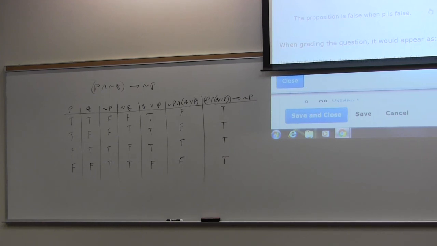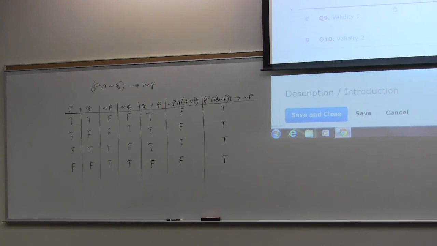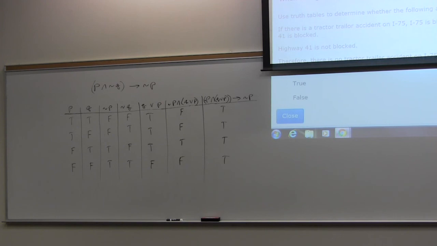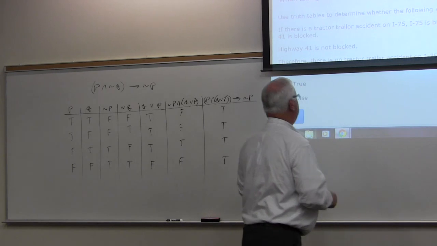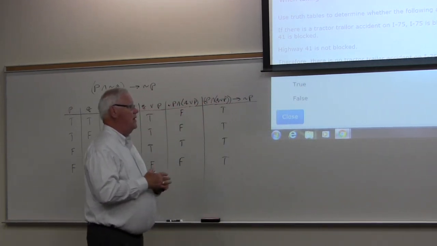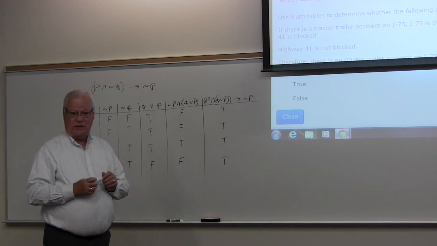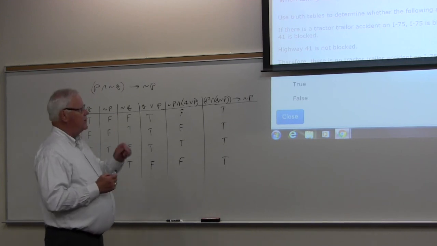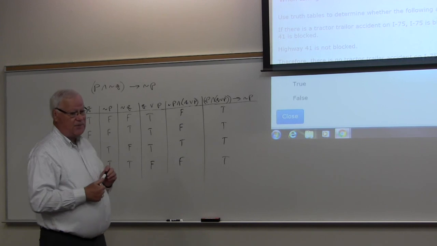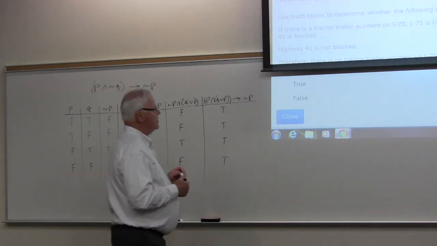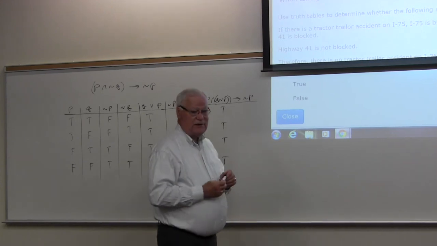Oh, somebody had number 10, right? Number 10 has to do with validity. Now, what does validity mean? Validity means that given what they gave me, the answer is always true. So, given that if there's a tractor-trailer accident on I-75, I-75 is blocked and Highway 41 is blocked. That's the proposition. That's one of them. The other thing they gave me was Highway 41 is not blocked. And the conclusion is, therefore, there's no tractor-trailer accident on I-75.